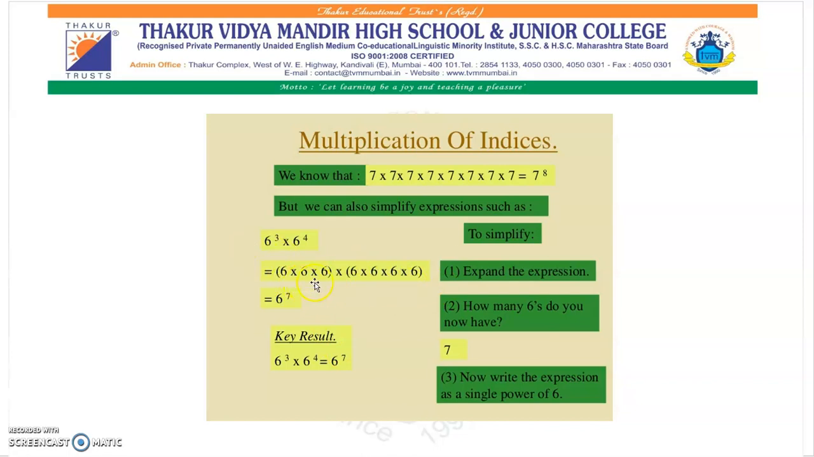You count the number of times the 6 occurs. You will see that 6 occurs how many times? 7 times. So it will become 6 raised to 7. In both the ways, the answer is going to come same.